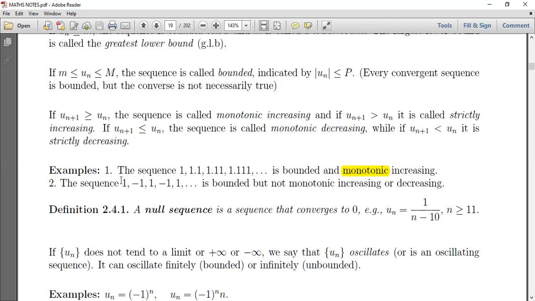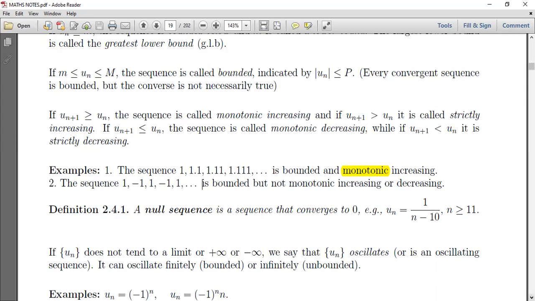The sequence 1, minus 1, 1, minus 1, 1, minus 1 is bounded as well, although it's not approaching any limit. With this pattern, the numbers will never go above 1, and the numbers will never go below -1. So it's bounded above by 1 and below by -1. And it is not monotonic. In this case, it is an oscillating sequence.